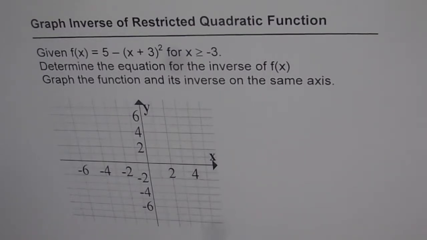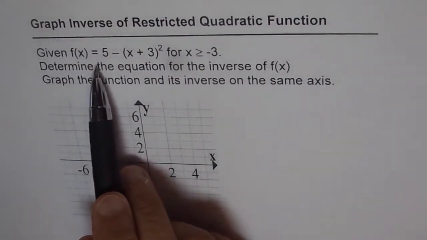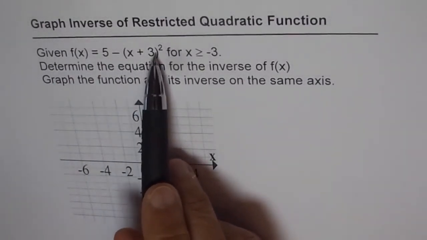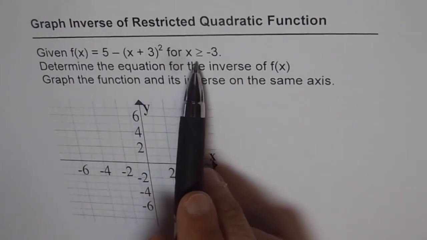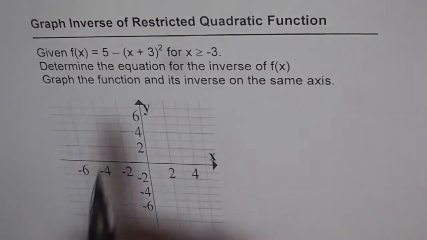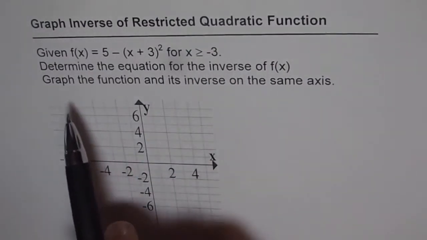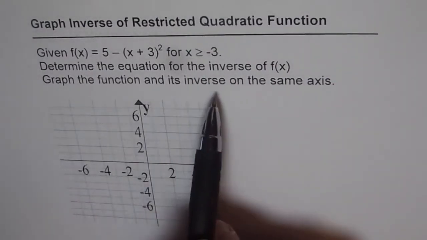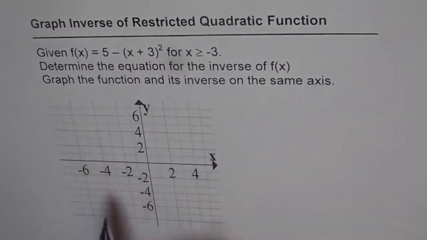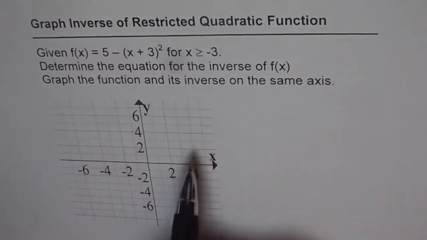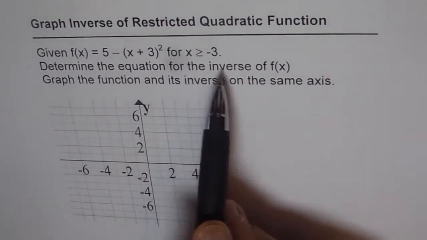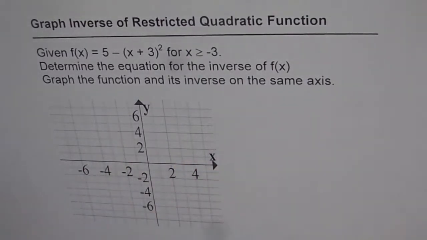Now, the question here is, given f of x equals 5 minus (x plus 3) whole squared for x greater than or equal to minus 3. Determine the equation for the inverse of this function. The second part is to graph the function and its inverse on the same axis. And let me add to this: write the domain and range for both the function and its inverse. So these are the three parts which you should be doing.